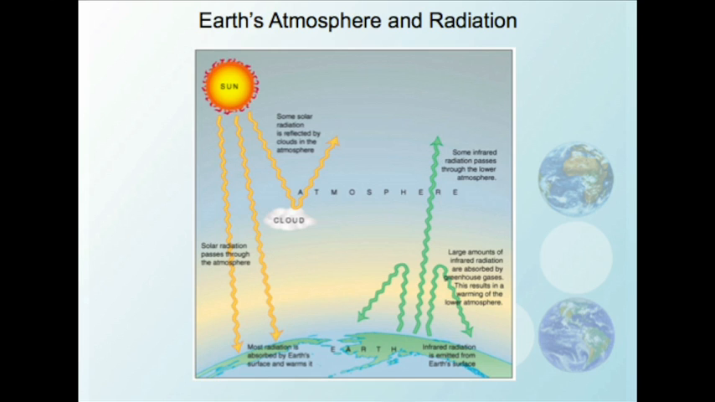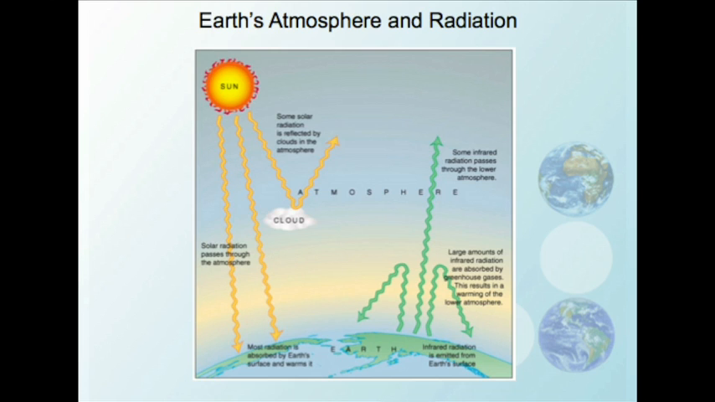So the Earth's surface then re-radiates infrared radiation, so it's a sort of lower wavelength of energy, and that infrared radiation, which we experience as heat, is absorbed by greenhouse gases in the atmosphere, resulting in warming in the lower atmosphere. So some of this infrared radiation then passes through the lower atmosphere and back out into space. That's why the planet doesn't just keep getting hotter and hotter and hotter, because some of it then passes out into space.